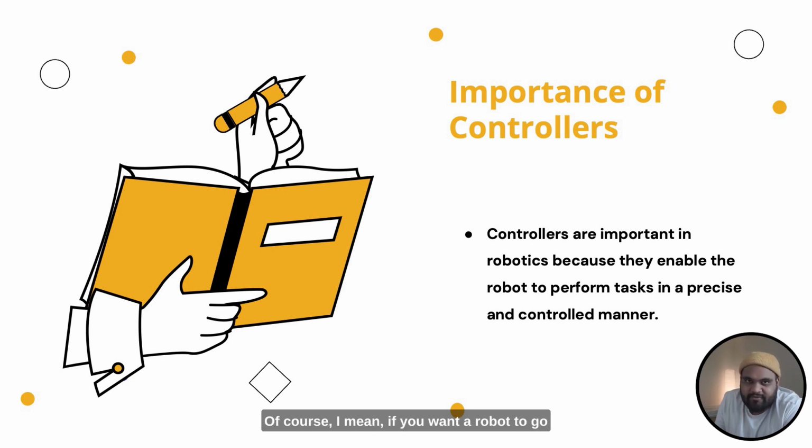Then you have controllers, which are important in robotics because they enable robots to perform tasks in a precise and controlled manner. Of course, if you want a robot to go from your bedroom to the kitchen, there should be a controller that can handle all these processes and make sure that the robot actually goes from point A to point B. If there is no controller doing this, then it's going to be impossible to do any operation which you want to do.